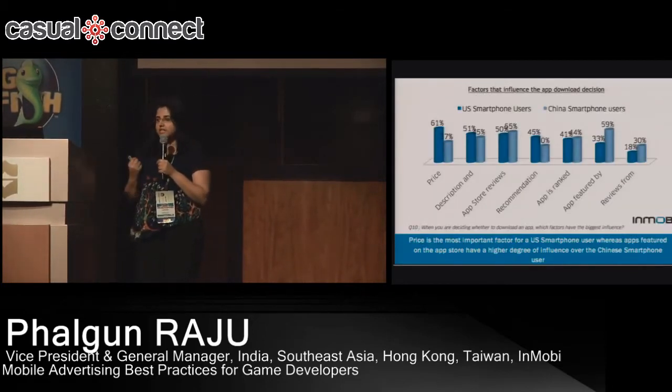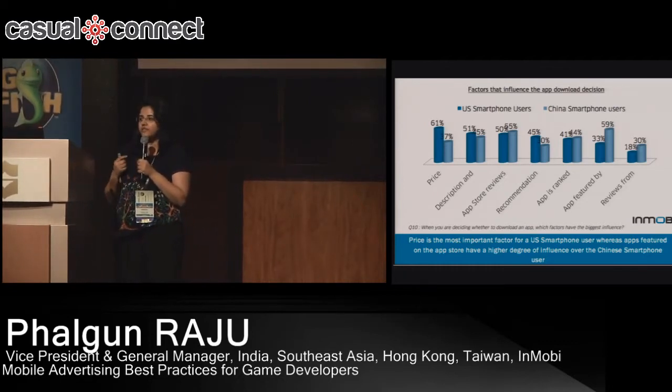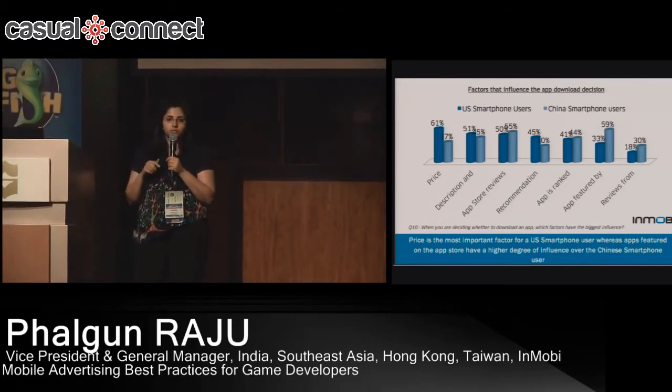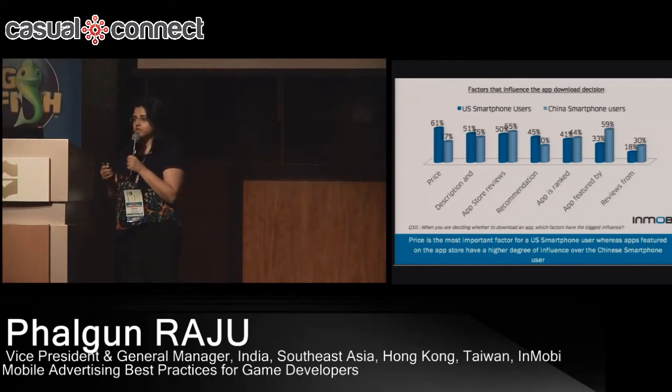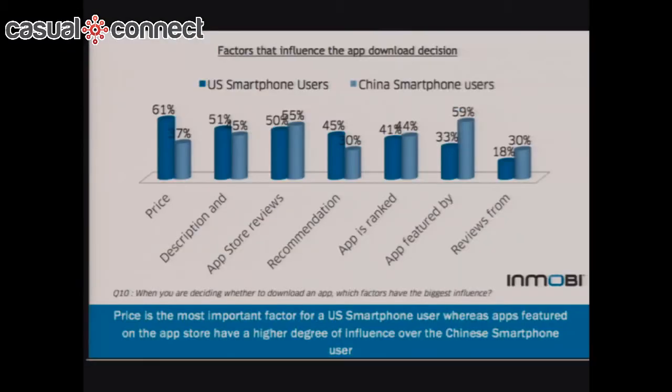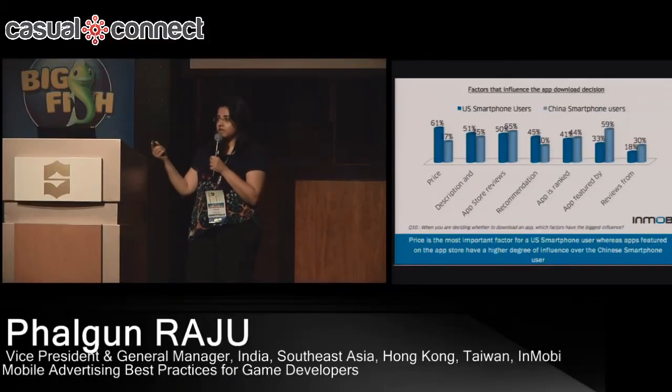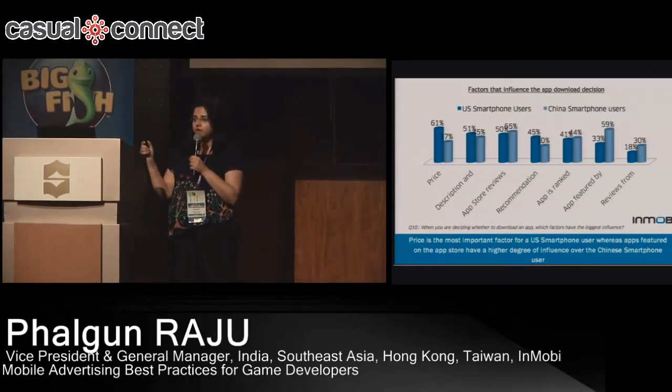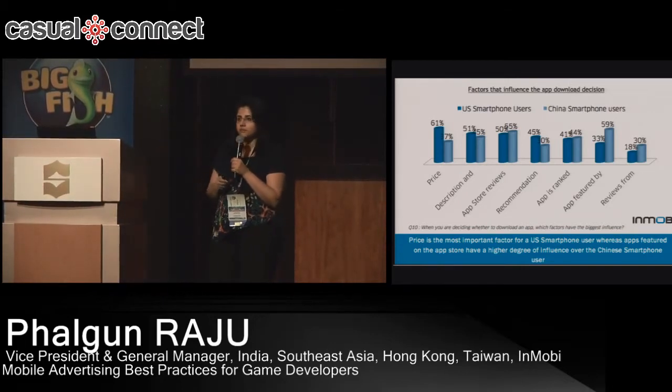Some interesting data: there was a survey put out on the factors that influence app download decision making, and they compared US smartphone users versus China smartphone users. What's interesting is, when you look at the drivers here, with Chinese smartphone users, whether the app is featured in the App Store of some sort is very important. For US smartphone users, price is very important, but you can also see there's some key data that is important to put in any kind of ads you do to build awareness, such as the description, the App Store reviews, and some sort of recommendation feature or link.